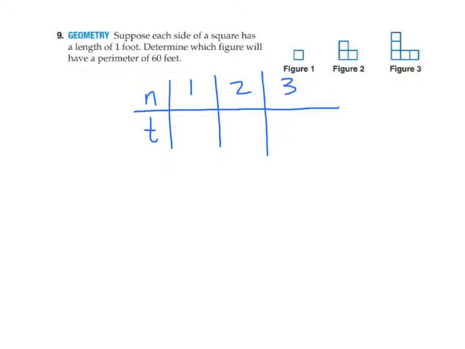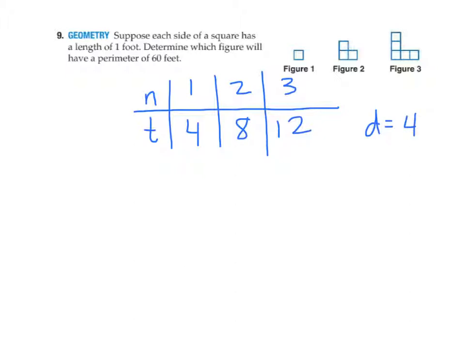Well, the first one, 1 foot on each side, so 4 feet. The second one, be careful. You got 1, 2, 3, 4, 5, 6, 7, 8. Let's count it one more time. 1, 2, 3, 4, 5, 6, 7, 8. And then the last one, 1, 2, 3, 4, 5, 6, 7, 8, 9, 10, 11, 12. I can already see that common difference of positive 4, and my terms are counting by 1.